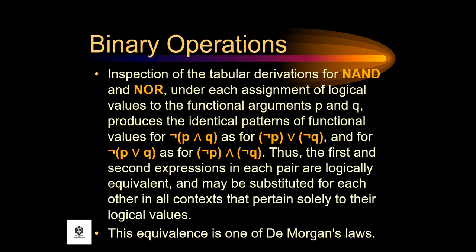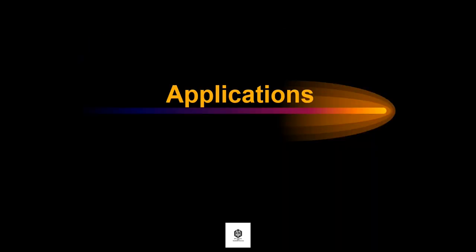Inspection of the tabular derivations for NAND and NOR under each assignment of logical values to the functional arguments P and Q produces the identical patterns of functional values, as you can see on the screen. Thus, the first and second expressions in each pair are logically equivalent and may be substituted for each other in all contexts that pertain solely to their logical values. This equivalence is one of De Morgan's laws.